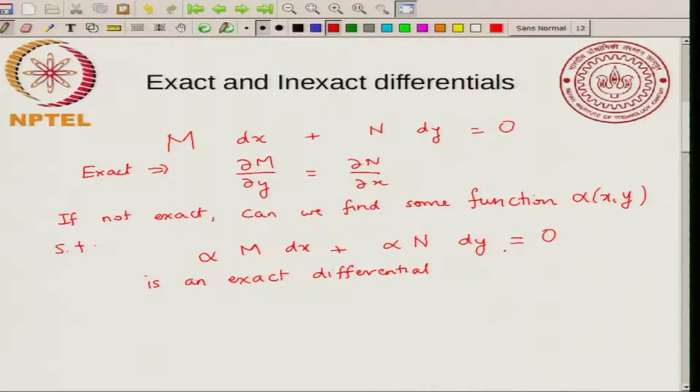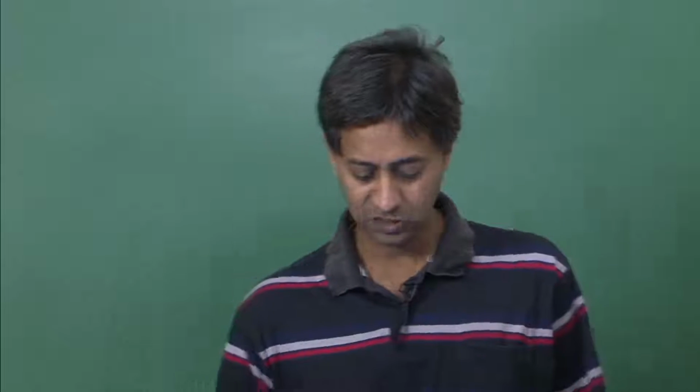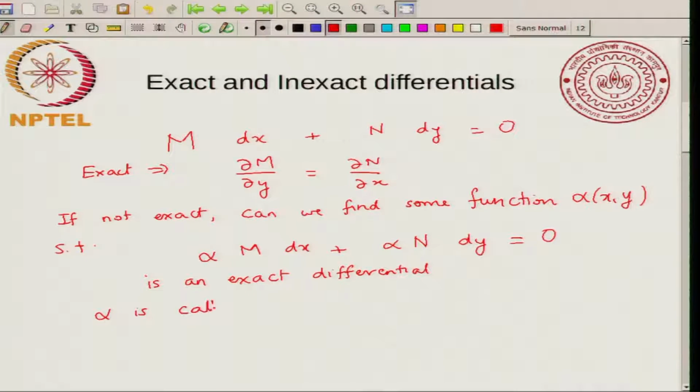What I did is I just took this equation and multiplied it by alpha. The right hand side will be 0 times alpha, which will still be 0. Now what I have is alpha M and alpha N instead of M and N, and this is an exact differential. So, can we find such an alpha? This is the main goal of this idea of integrating factor. So, alpha is called an integrating factor.